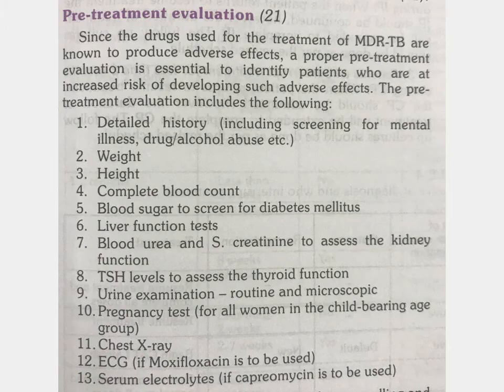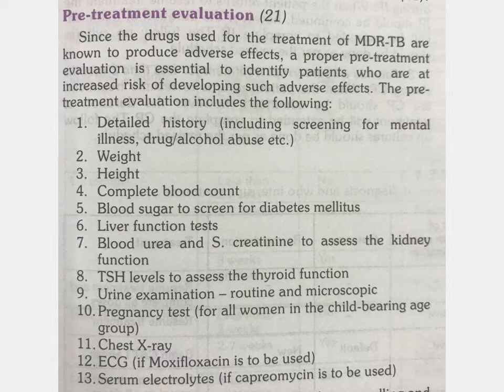Now, a brief overview of the pre-treatment evaluation. Since the drugs used for the treatment of multiple drug-resistant TB are known to produce adverse effects, a detailed history, including screening for mental illness, drug and alcohol abuse, needs to be taken. Weight has to be recorded, height has to be recorded. A few labs have to be done, which include complete blood count, blood sugar to screen for diabetes mellitus, liver function test, blood urea, and serum creatinine to assess the kidney function. Then thyroid stimulating hormone levels to assess the thyroid function.